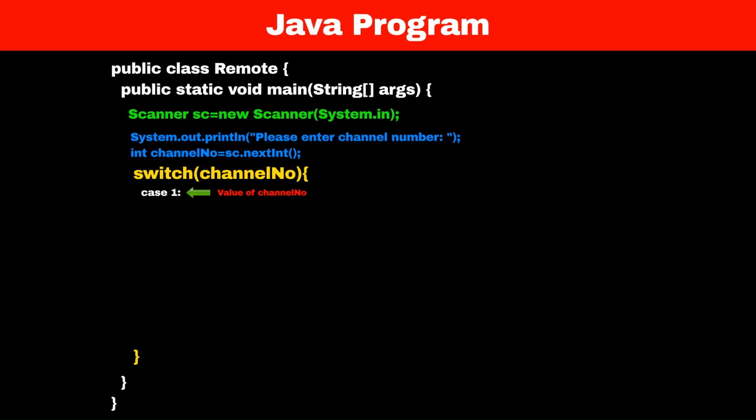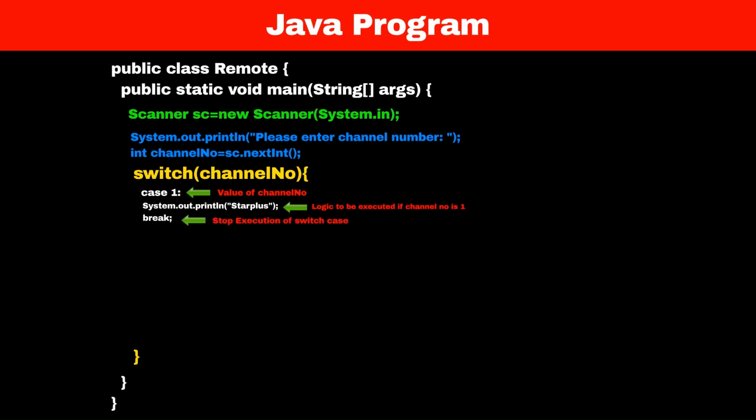To write this, we will use the case keyword followed by the value which is 1, then a colon. After the colon, we have to write the logic that we want to execute if the value of the case matches the value of the variable mentioned in the switch statement. In our case, we want to print play Star Plus if the channel number is 1. So we have to write play Star Plus inside a System.out.println statement. Now the logic for the case is complete. So we have to put a break statement.